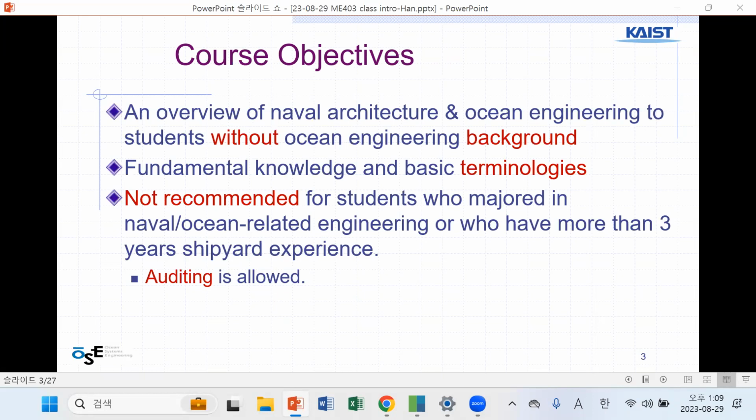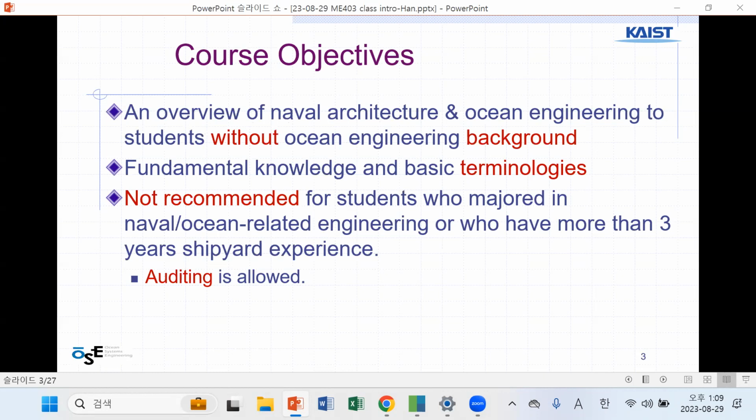So course objectives. Did you get my email yesterday and last week? Raise your hand. Is there somebody who did not get my email? Nobody. So everybody got my email, right? Good. So it is already written there.